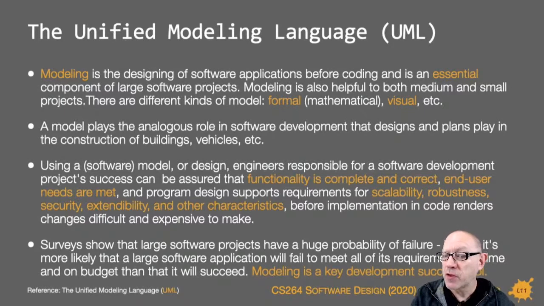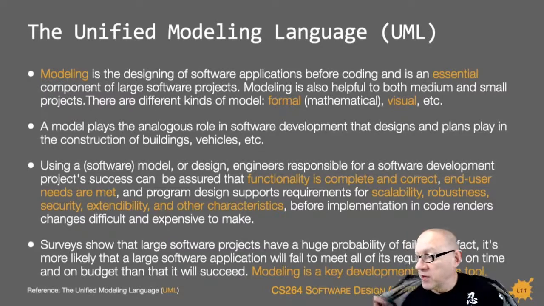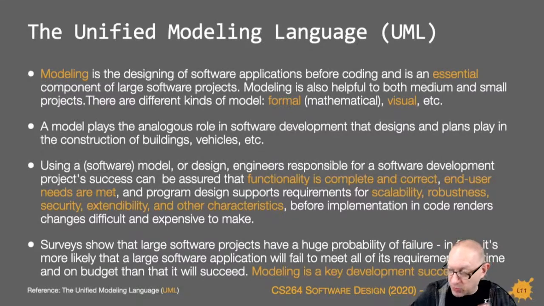Using this software model or some design, the engineers responsible for a software development project's success can be sure that the functionality is completely correct, so end user needs are met, and the program design supports requirements for scalability, robustness, security, extensibility, and all other characteristics. That's before the implementation in code renders changes difficult and expensive to make. So we make a design first, we test the design, and then we code. We don't suddenly start writing code with no design.